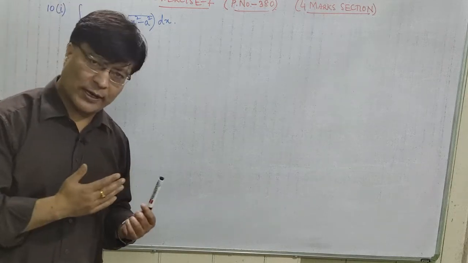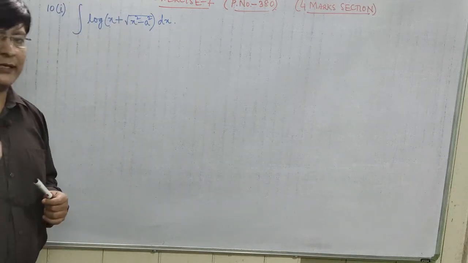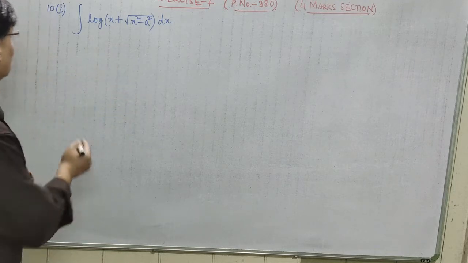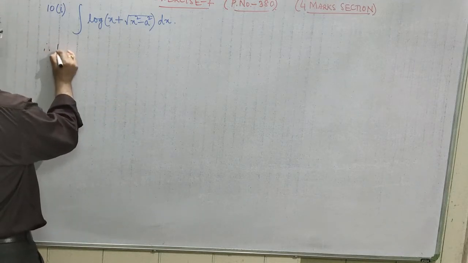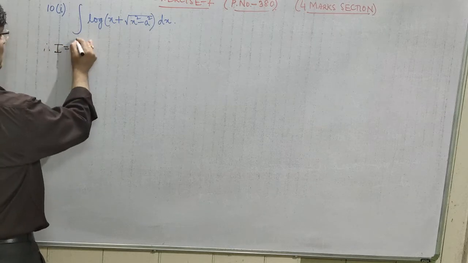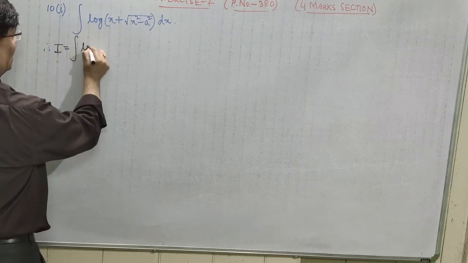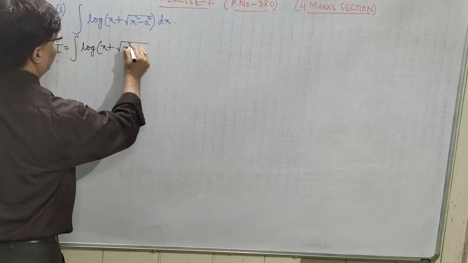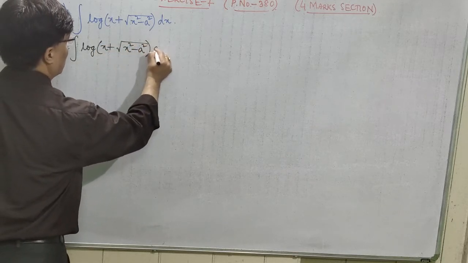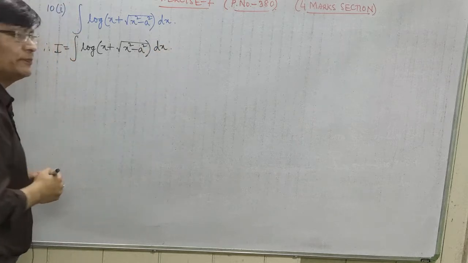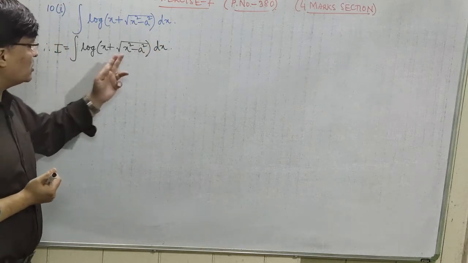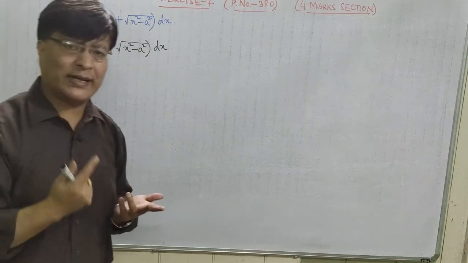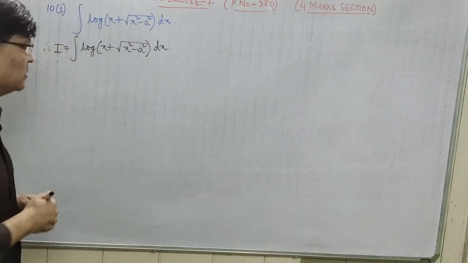So this is the form log x and there is one x to the power 0, that is your algebraic function. So this log x is the first function out here. So let us first write I is equal to, let us integrate it. Integration of log within bracket x plus root over x square minus a square bracket close dx. Okay. So let us use integration by parts. This is the first function. Log x is the first function. One algebraic function is the second function out here.